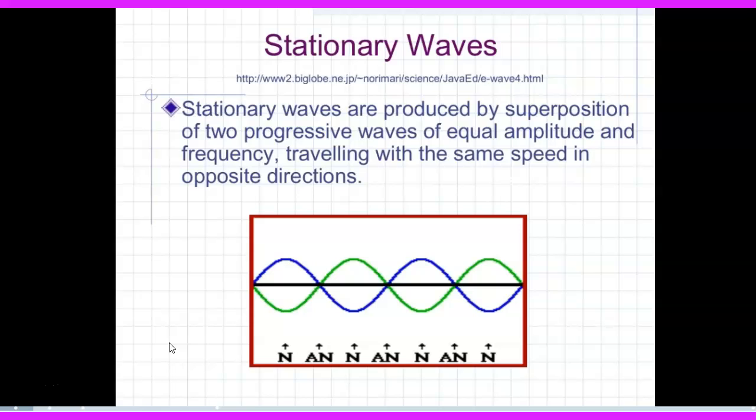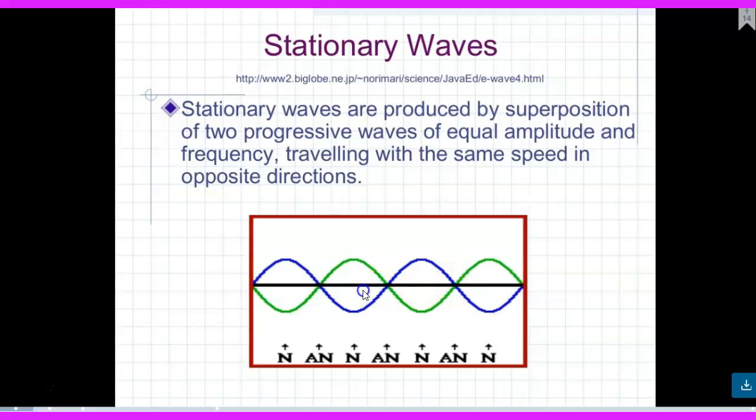I am a physics teacher. Today I will teach about stationary waves. Stationary waves are produced by the superposition of two progressive waves of equal amplitude and frequency traveling with the same speed in opposite directions. This is the given diagram about the stationary waves.